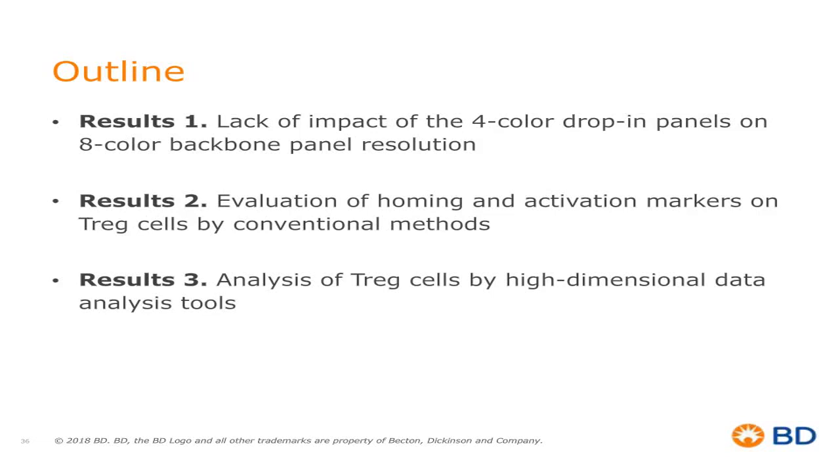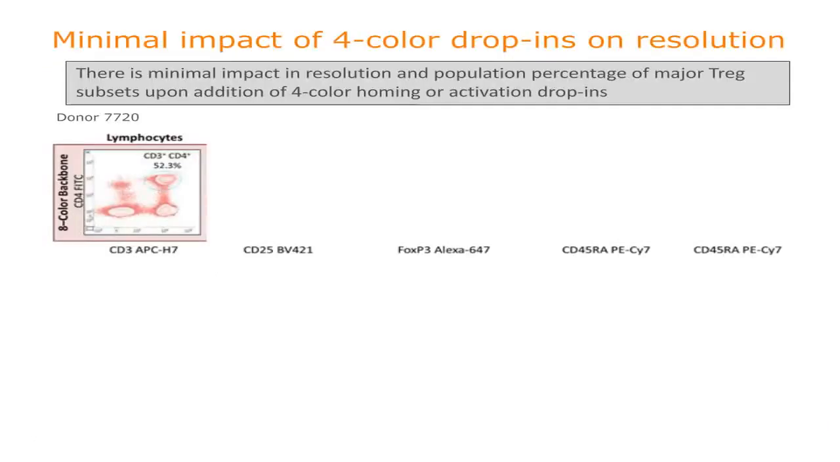So our outline of how we're going to look at our data is we're going to look at our results and look at the impact of the 4-color panel on the backbone. We're also going to evaluate homing and activation markers by conventional methods, as well as a high-dimensional data analysis of our T regulatory cells. So how did our panel fare?